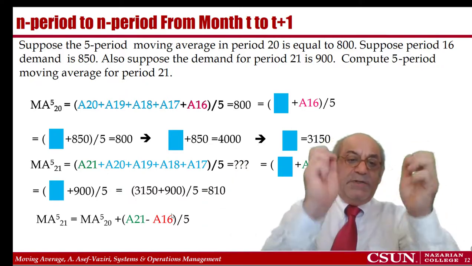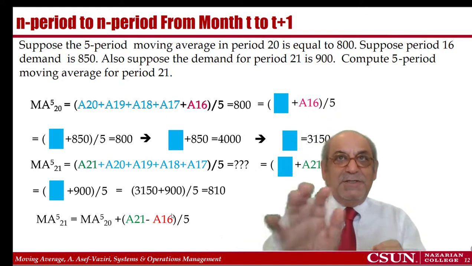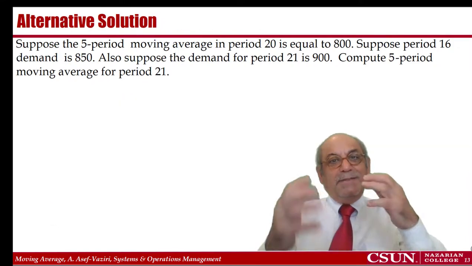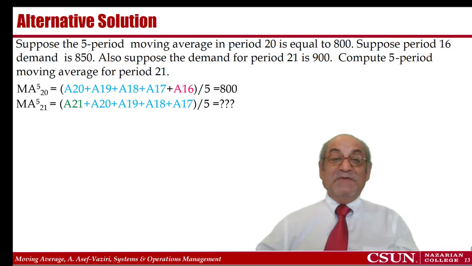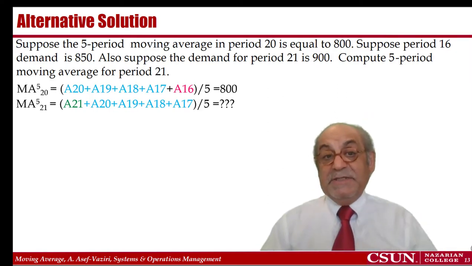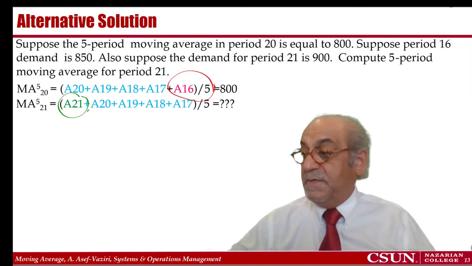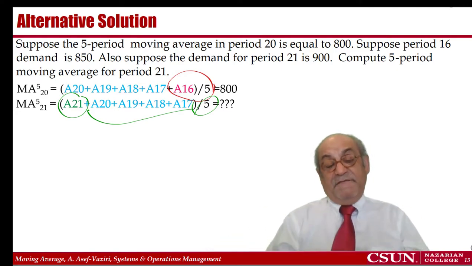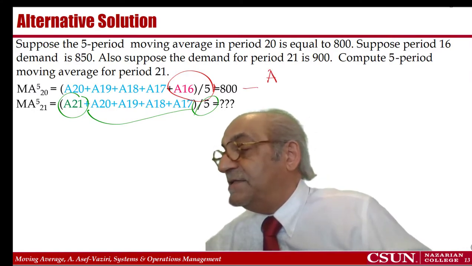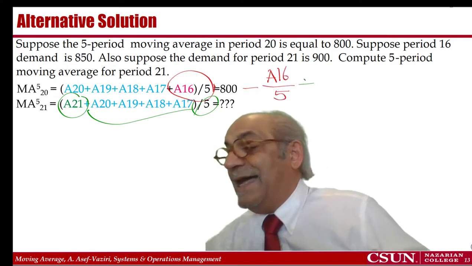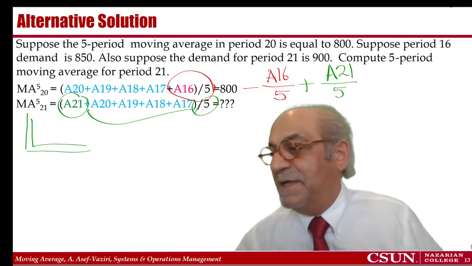So indeed what we did, we took the moving average of the previous period, subtracted the oldest piece of data divided by 5, and added the new piece of data divided by 5. Let me explain it in a different way. I have the 5-period moving average in period 20, and this is the 5-period moving average in period 21. As I explained, in period 21 we have all pieces except this piece. But we also have this piece which has been divided by 5. Therefore, if I have 800, all I need to do is to subtract A16 divided by 5 and add A21 divided by 5.